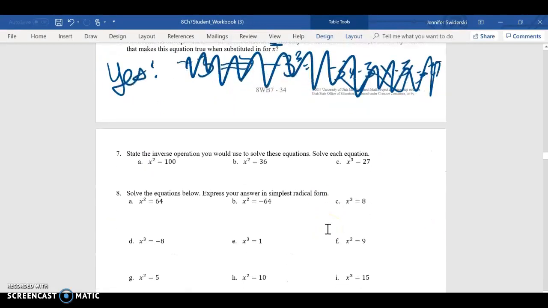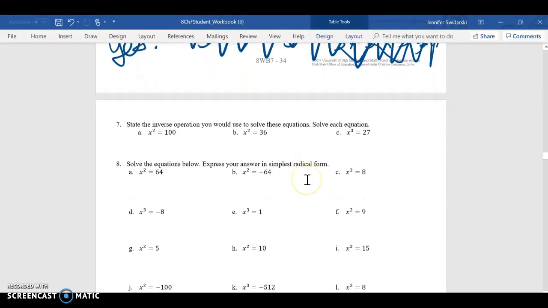Okay, so state the inverse operation for these below, solve the equation. Well, here we have a square. The inverse of squaring something is taking the square root. So my answer for this would be positive or negative 10, because the square root of 100 is 10, and it could be negative 10 or positive 10.